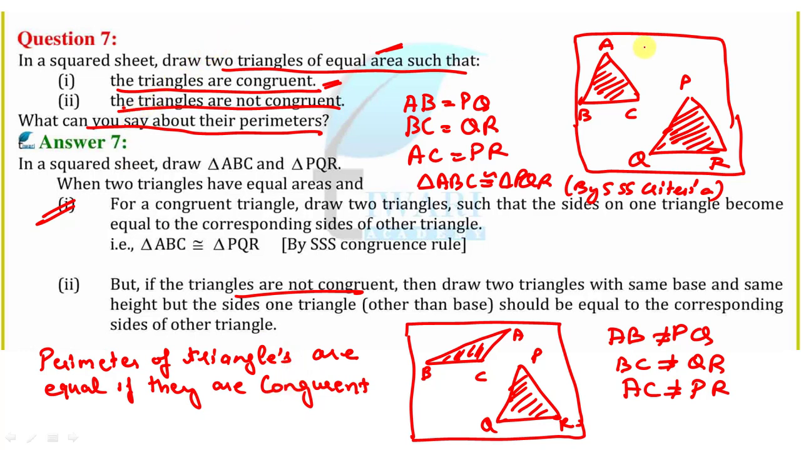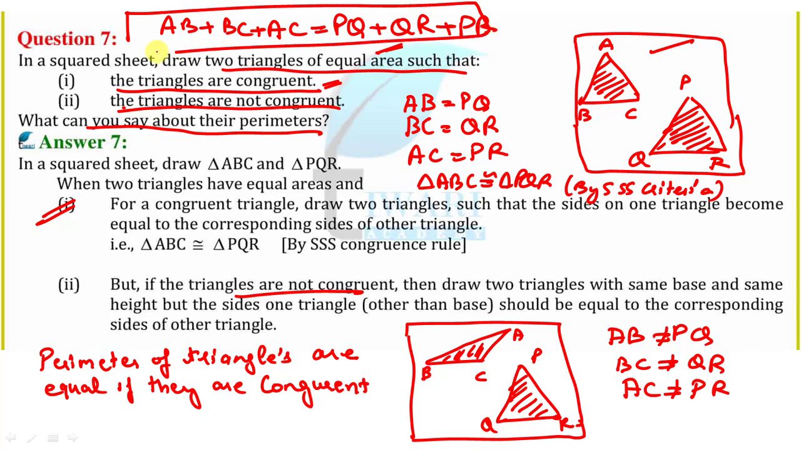It means in these two triangles, AB plus BC plus AC is equal to PQ plus QR plus PR. So this means the perimeters of both the triangles are equal.